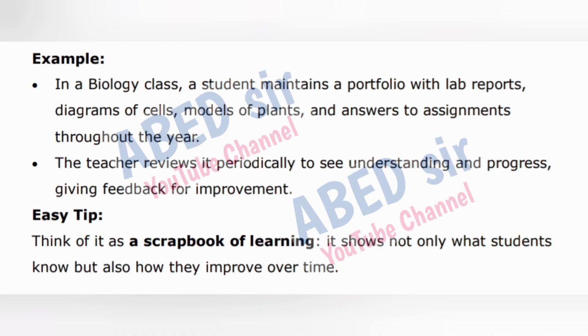Example. In a biology class, a student maintains a portfolio with lab reports, diagrams of cells, models of plants, and answers to assignments throughout the year. The teacher reviews it periodically to see understanding and progress, giving feedback for improvement. Easy tip. Think of it as a scrapbook of learning. It shows not only what students know but also how they improve over time.